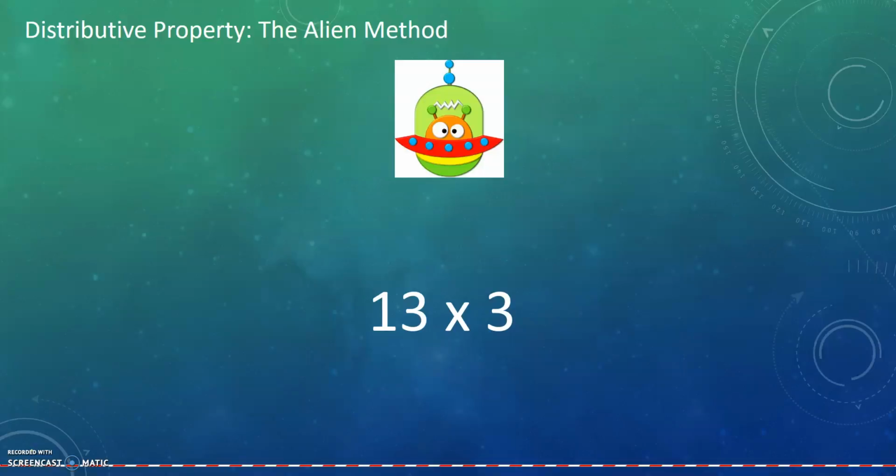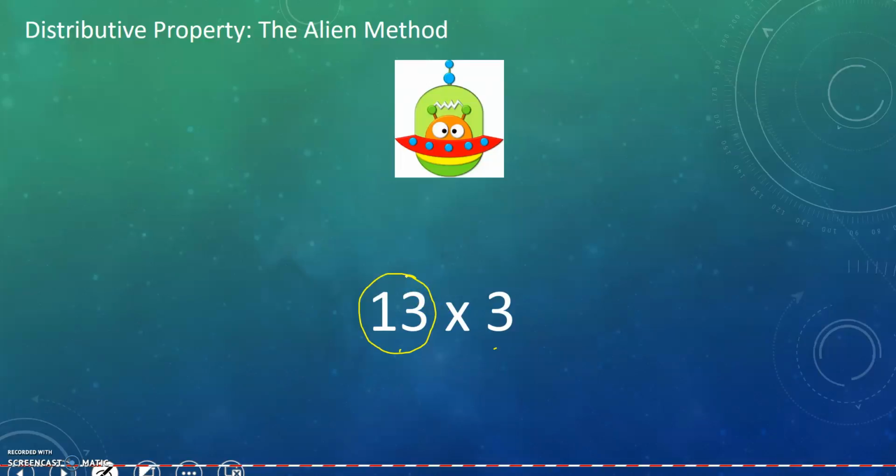So basically, the alien method is just steps that we can take to break apart our numbers and solve our multiplication problems. So if I have 13 times 3, I'm going to find the number I want to split apart. Well, I've got 13 and I've got 3. I think that 13 is probably the number I want to split. Most of the time it's going to be your larger number, but not always. So I'm going to circle 13, make my alien head.